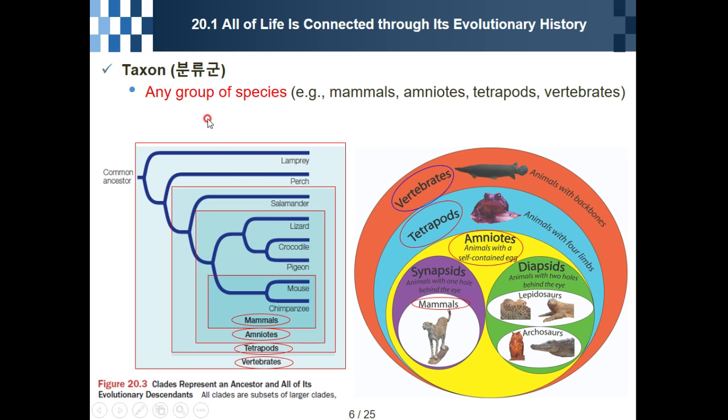Okay. Initially, this one was one clade. They have a common ancestor, and they include all descendants. Okay. Inside the clade, there are several taxa, starting from the mammals, amniotes, tetrapods, and vertebrates. It's like this.